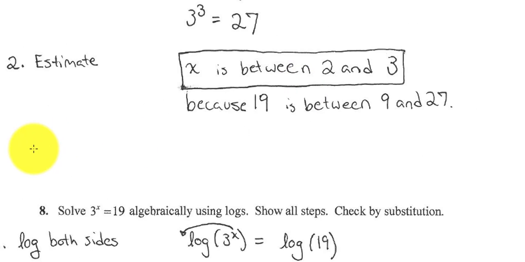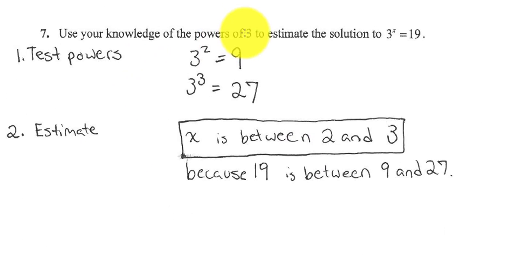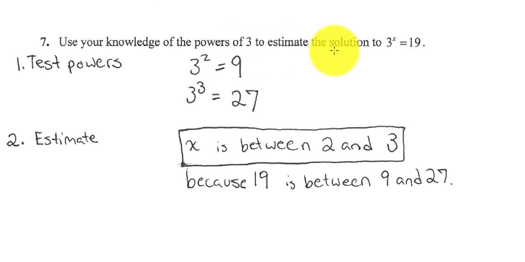Okay, number 7, it says, use your knowledge of powers of 3 to estimate the solution to 3 to the x equals 19. So if I try 3 squared, well, that's 9. That's too small. I need a bigger value for x to get me closer to 19. If I place a 3 into x, I have 3 cubed, which is 27. That's too big. So I know the value of x that's going to give me 19 is somewhere between 2 and 3. So we can say x is between 2 and 3.